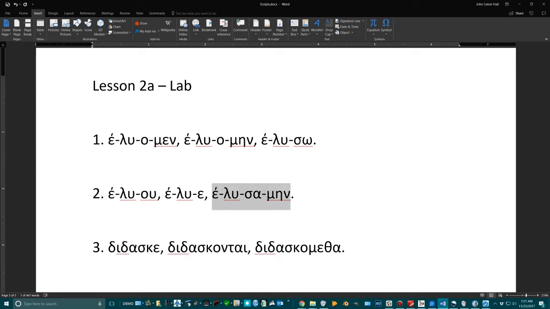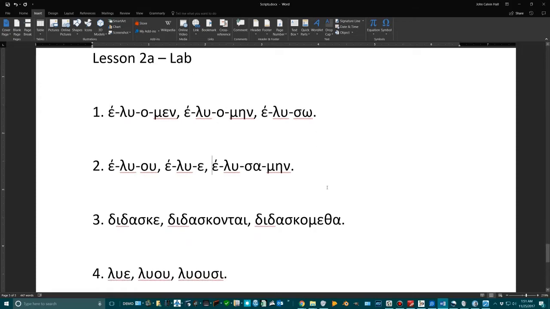Take a look. First of all, you have your ultima, main. You have your penult, which is sa. The antepenult now is lu, because the antepenult is the syllable that precedes the penult, or it's the third syllable from the end. So this word would be elusamain.